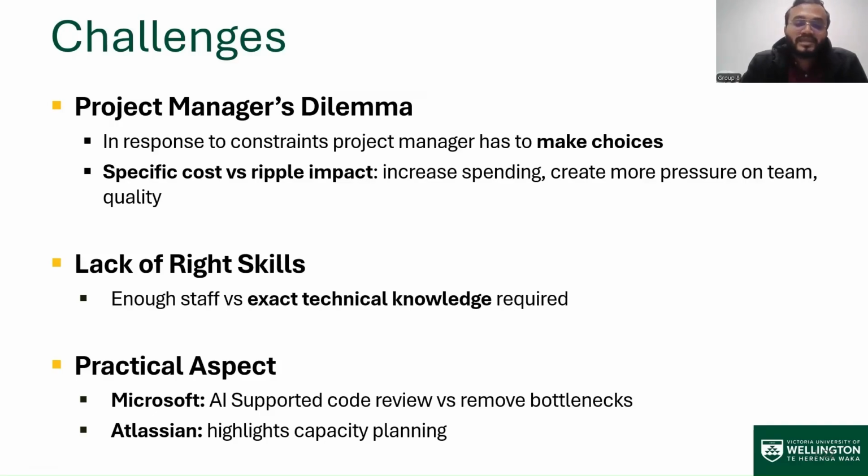It's not always the case that the right skills are available in a project. To deal with that, we can look at a practical example from Microsoft. Microsoft has recently introduced AI supported code review to deal with bottlenecks. It not only helps them streamline the process and achieve deadlines, but also removes the dependency on a specific set of people. And Atlassian highlights capacity planning, because it gives them a perspective from the down to top management view.